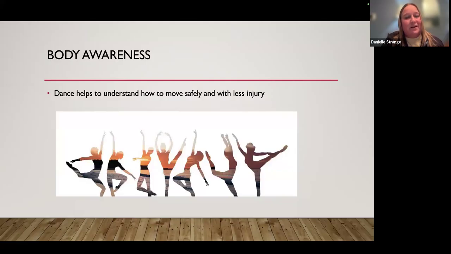So body awareness. We talked a little bit about spatial awareness, but this is how your body moves through space. Dancers spend a lot of time focusing on the different muscle groups and how far our muscles can go. Being able to teach your students how far their muscles can go can help them move safely through different activities with less injury. I teach a lot of Pilates with my kids, and different ways of moving their body, not just stretching till we can't, stretching till the muscles are pulling.